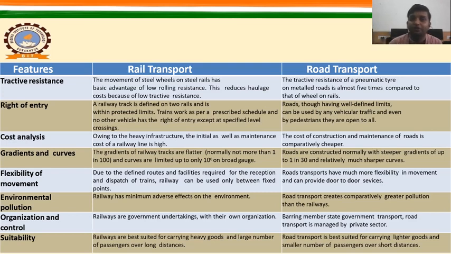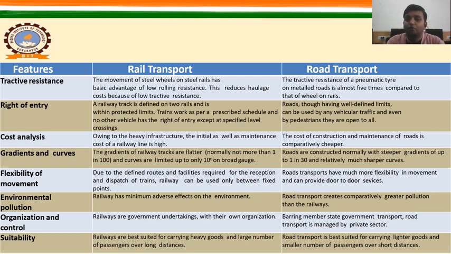Now the flexibility of the movement. Due to the defined routes and facilities required for the reception and dispatch of trains, railway can be used only between fixed points. There is no flexibility. If the route has been defined between Gorakhpur and Lucknow, you can travel between Gorakhpur and Lucknow only. During that time, you can't travel from Gorakhpur to Kolkata.